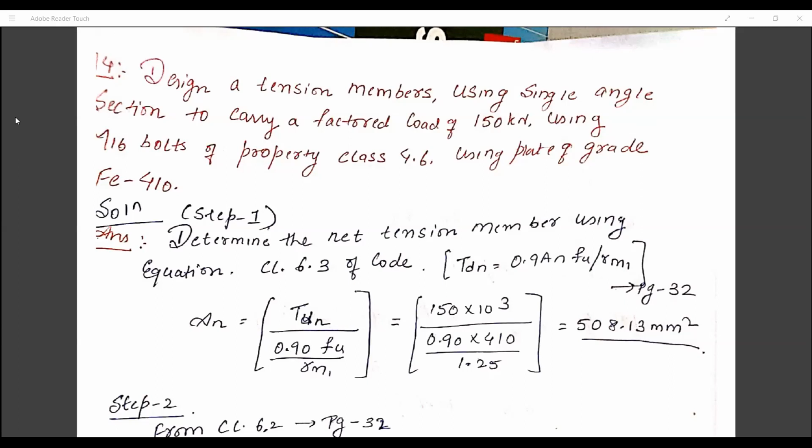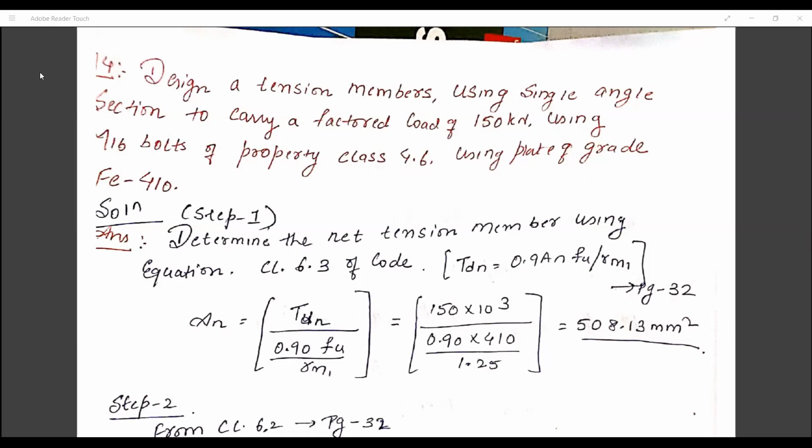Design a tension member using single angle section. See, already it is mentioned that it is a single angle section to carry a factored load of 150 kilonewton. A load of 150 kilonewton is already given in the question. So using M16 bolts of property class 4.6. See, already property class is given 4.6. So grade is also given. Then the plate grade Fe 410.